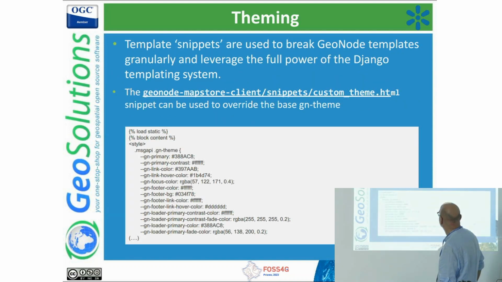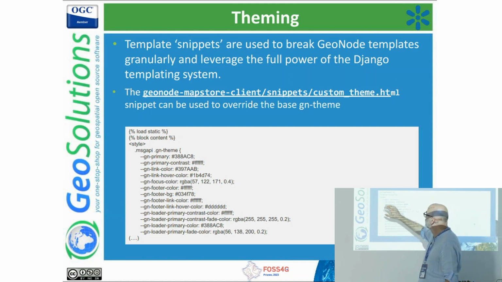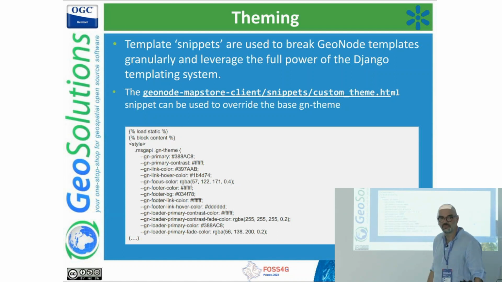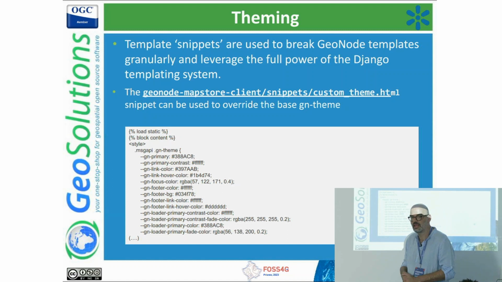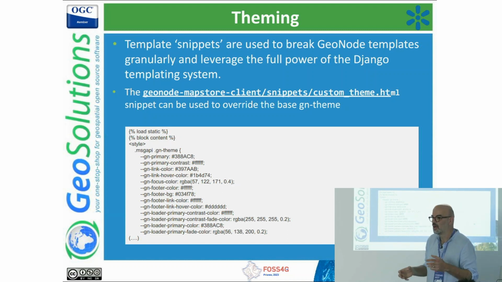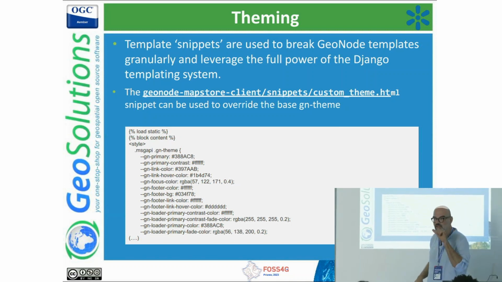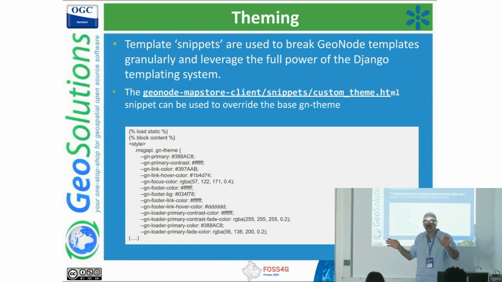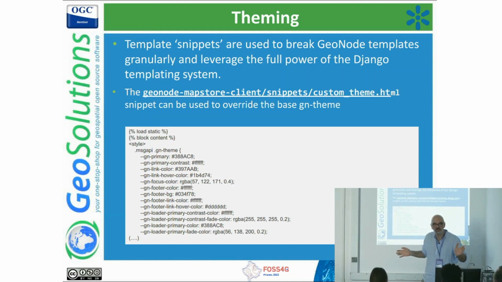I don't want to go into the details, but basically there are some HTML files that simply expose in a standard way all the variables that you want to set for the primary color, for the primary links, and so on. In your GeoNode project, you just have to create these HTML files and place them in your GeoNode project. You don't change anything in GeoNode, and it will take priority. It will override the default in GeoNode, and you're done.